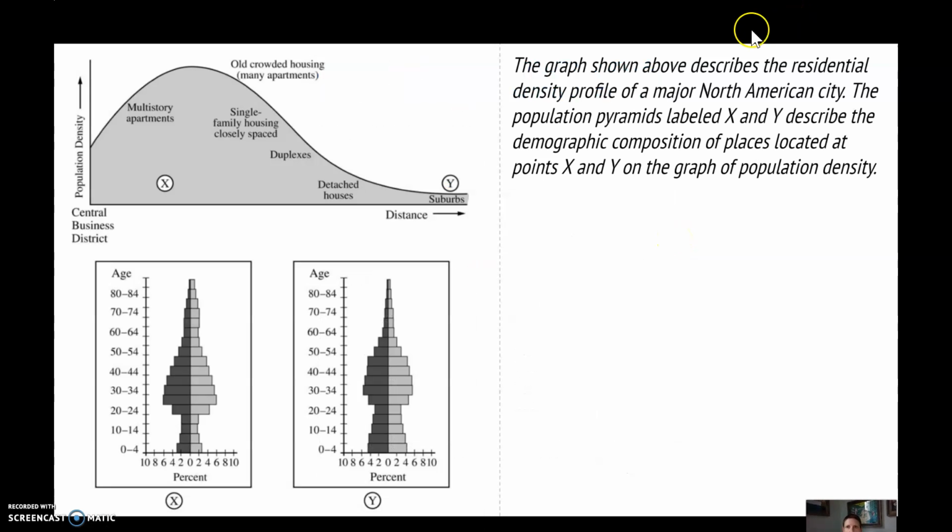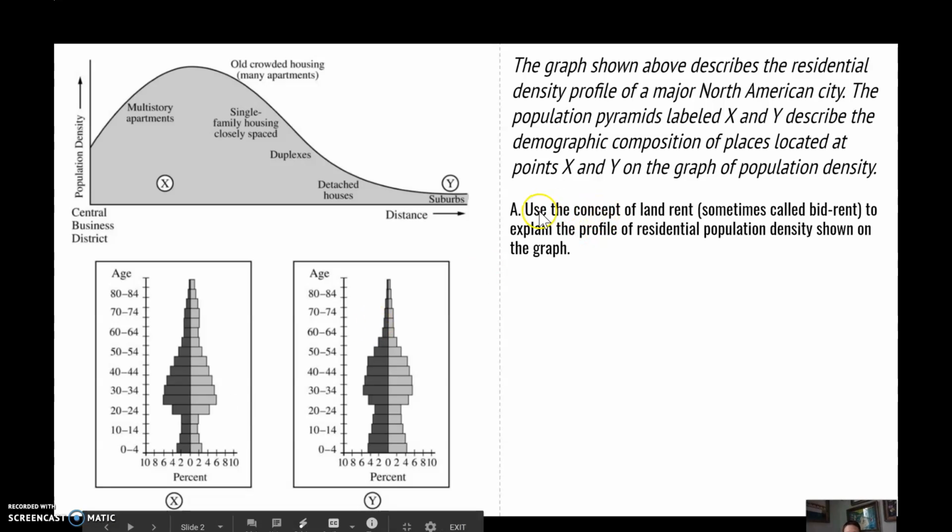Okay, so now we are looking at the description of the question, the graph shown above, this one right here, the one that includes all of those types of residential properties and CBD and the distance all the way out to the suburbs. The graph shown above describes the residential density profile of a major North American city. The population pyramids labeled X and Y describe the demographic composition of places located at points X and Y on the graph of population density. So we've already talked about how these two population pyramids represent communities that are living up here in these corresponding points.